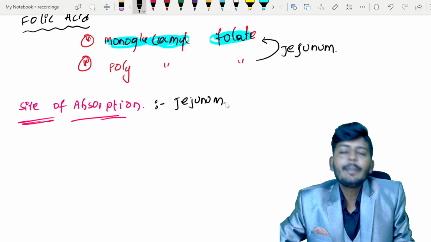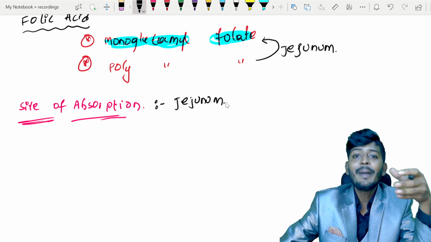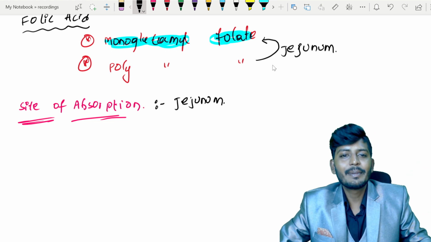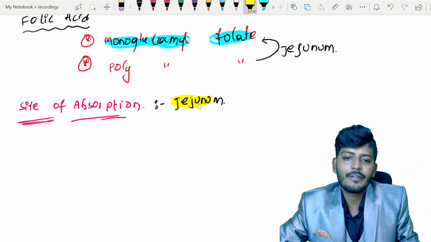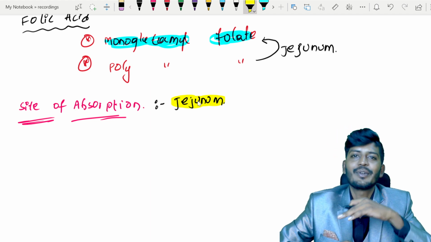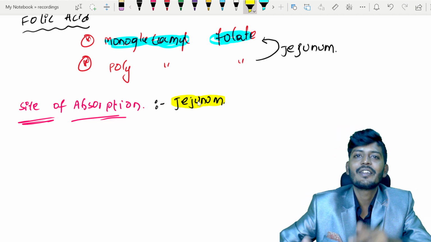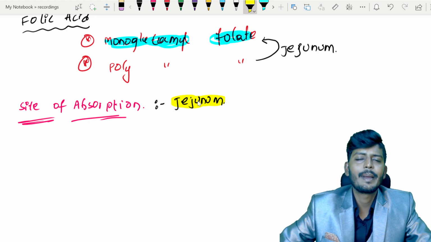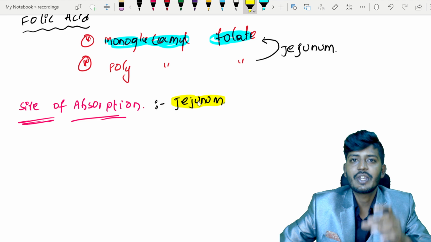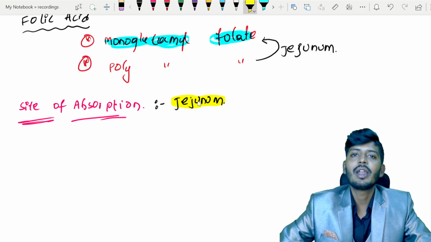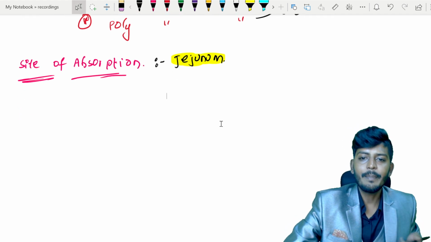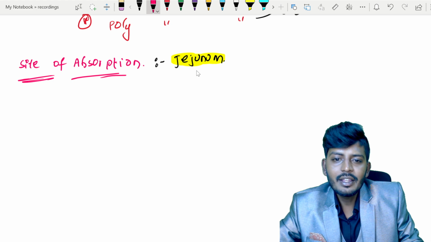jejunum. So remember, if you're preparing for any competitive exam, this is going to help all the NEET PG aspirants as well, because this can be a simple direct question. What is the site of absorption of folic acid? That is jejunum. They might also ask: a patient, because of some gastrointestinal disease, maybe tumor, obstruction, or perforation, underwent removal of jejunum, which vitamin deficiency can occur? That is going to be folate, my dear students.